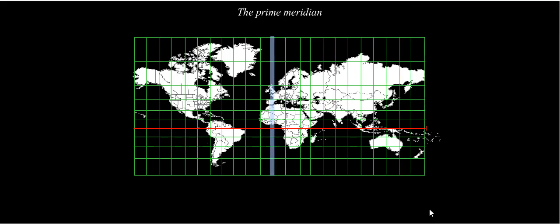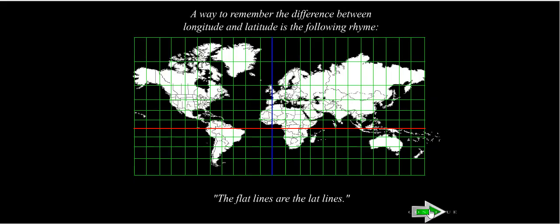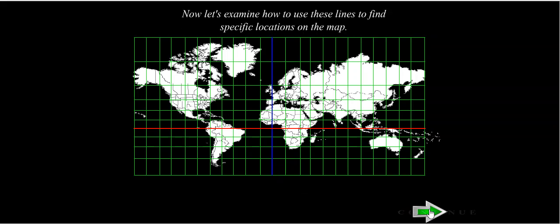The prime meridian is the line of longitude that divides the east and the west. A way to remember the difference between longitude and latitude is the following rhyme. The flat lines are the lat lines. Now let's examine how to use these lines to find specific locations on the map.